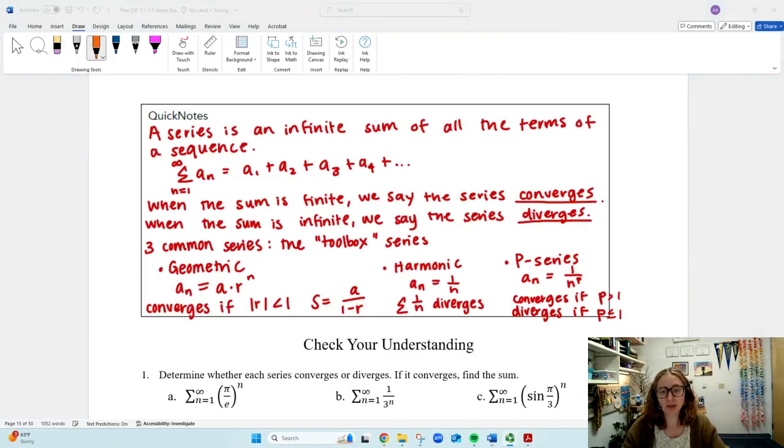Here are our notes talking about those 3 different sequences and series: a geometric series, the harmonic series, which always diverges, and a p-series. So that's a little bit of an introduction into those 3.